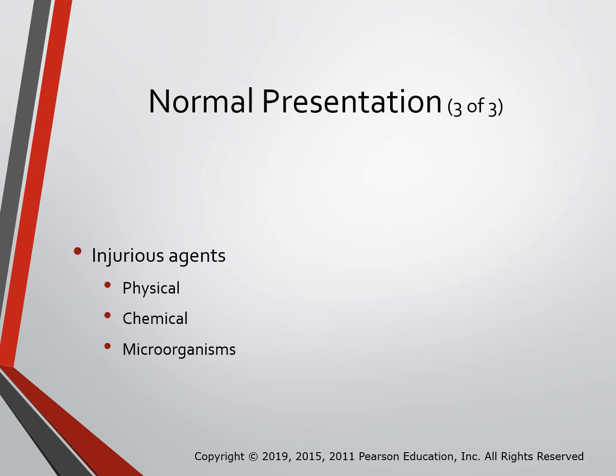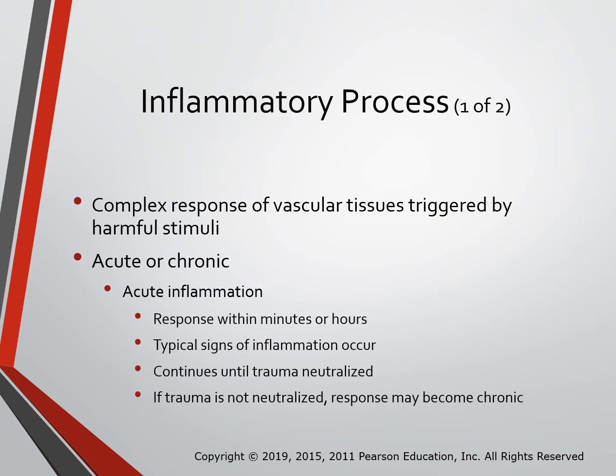Injurious agents can be categorized as physical agents, chemical agents, and microorganisms. Physical agents include mechanical objects causing trauma to tissues, excessive heat or cold, and radiation. Chemical agents include external irritants, strong acids, alkalis, poisons, irritating gases, and internal irritants, substances manufactured within the body, such as excessive hydrochloric acid in the stomach. Microorganisms that can cause inflammation are bacteria and viruses. So a lot of things can lead to inflammation.